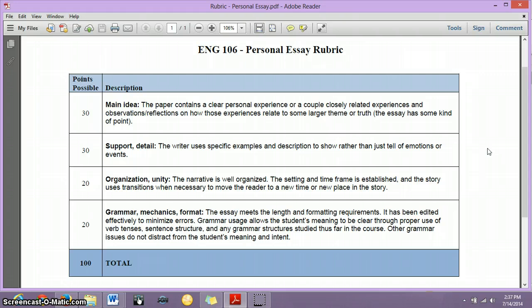All right, so let's move on to support and detail. Make sure that you are really specific. Make sure you give really good description. Make sure that you are showing through your writing as opposed to telling. Get really in depth. Now, you don't have to do this throughout your entire essay. You're going to only want to do it in specific parts. So at some point, you may want to get really specific, and then you'll kind of zoom out.